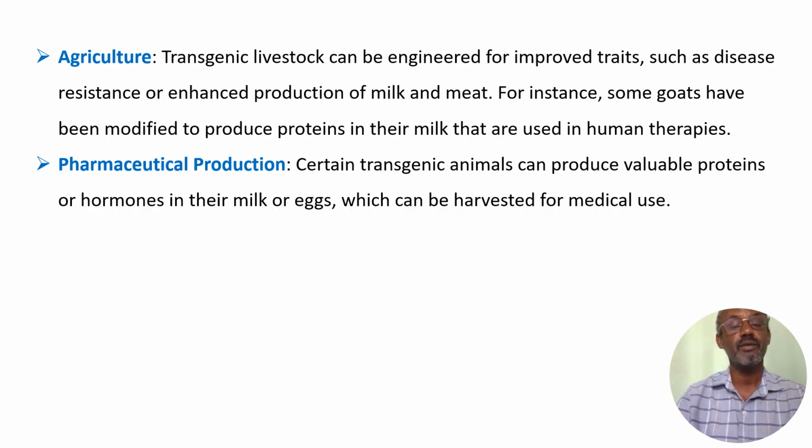The other is pharmaceutical production. You can genetically engineer animals, give them genes so that they produce pharmaceutical products. Certain transgenic animals can produce valuable proteins or hormones in their milk or eggs, which can be harvested for medical use. That's it.